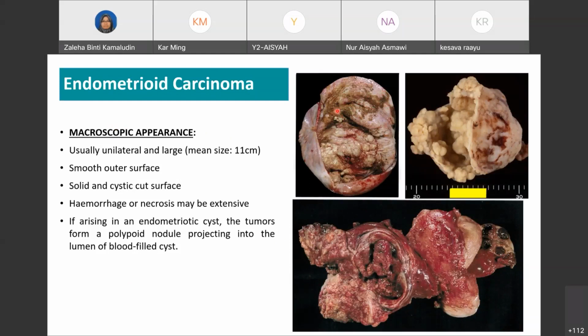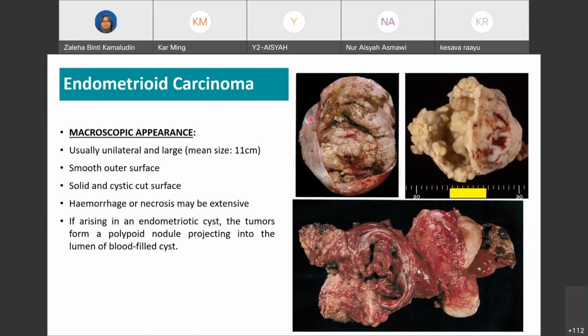All right, so this is a precursor of the endometrioid carcinoma. Actually, the endometrioid tumor also has the benign form, which is the endometriosis. It has the benign, the borderline, and carcinoma. But I want to highlight more towards the endometrioid carcinoma because the other two are quite rare. Usually this endometrioid carcinoma is unilateral and can be up to 15 centimeters in size.